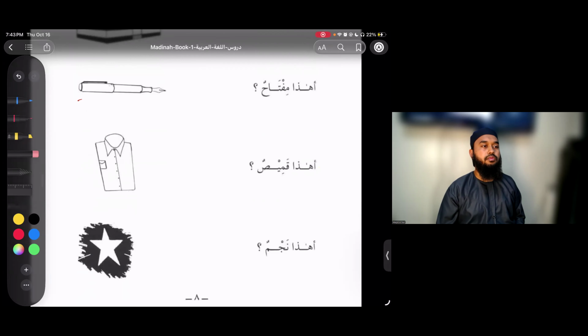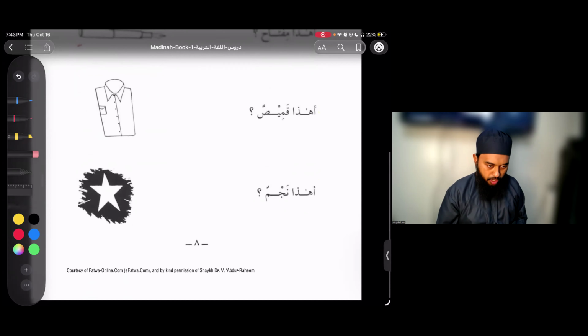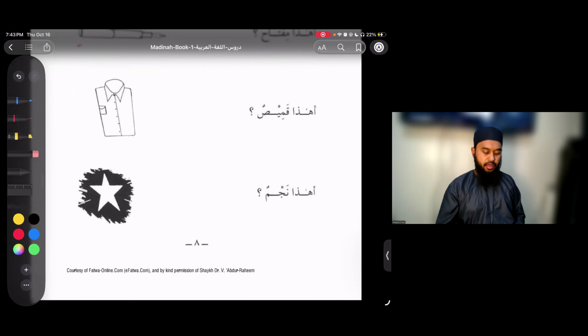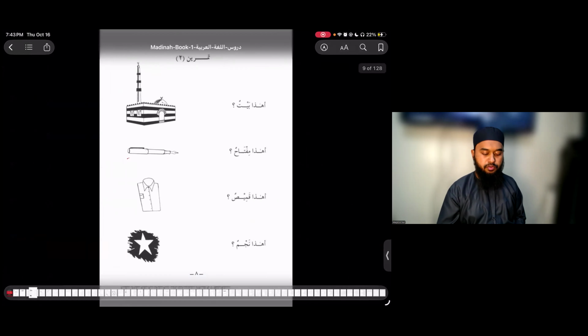نعم هذا قميص. This is a shirt. Lastly, هذا نجم. نعم هذا نجم. Very simple. And we could give multiple examples, right?